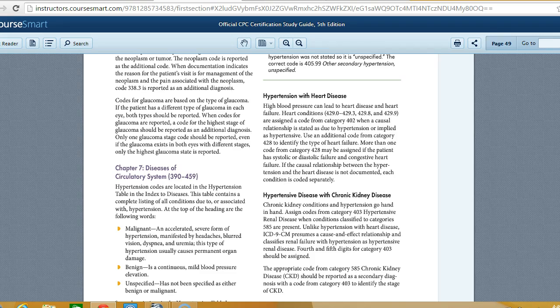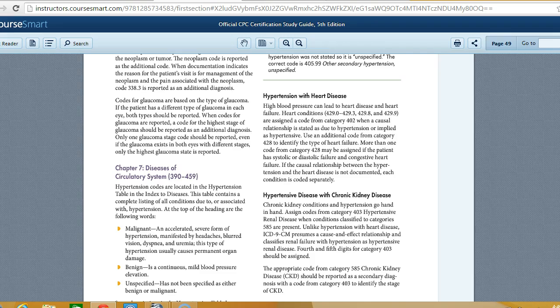Now, remember with the hypertensive chronic kidney disease, you all, that this is a presumed cause and effect relationship per your coding guidelines in the front of your book. Anytime these two are present together, that hypertension becomes hypertensive chronic kidney disease. So we no longer code 401.9, we code 403.9, and the fifth digit corresponds to whatever stage of chronic kidney disease the patient has.